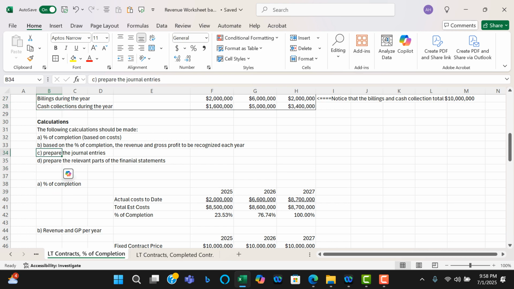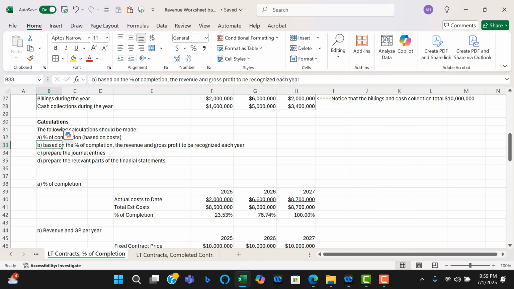Okay, now we're going to go on. So we've done the percentage of completion. We've computed the revenue and gross profit to be recognized each year based on the percentage of completion based on costs. The next part of this is going to be to make the journal entries. And on a repetitive basis, there's going to be 4 journal entries.